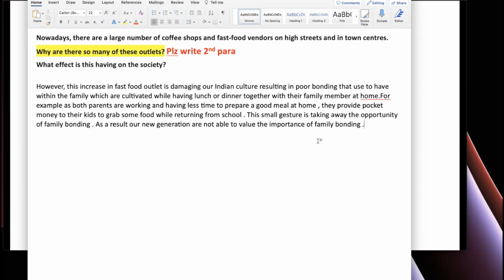Rakesh, you could start with "on the other hand." We don't usually start with "however." Excellent, exceptional point. The bonding is lost. Earlier, we all used to sit together in a joint family and eat. Now, there's no time to eat that way because food is easily accessible. They go to shops and just eat.